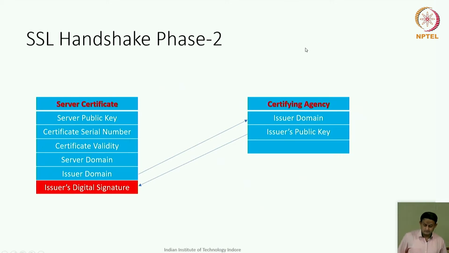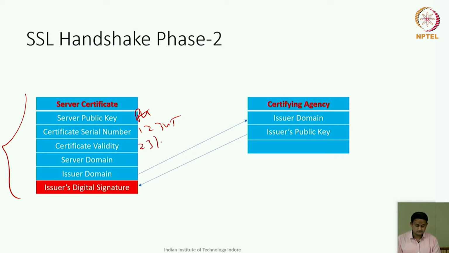So the server supplied certificate itself looks something like that. It has got these many components. It has got the public key of the server. This is our PU, and then it has got a serial number. So let's say 1, 2, 3, 4, 5 is the serial number. This is the serial number given by the certifying agency. And then the validity, I say 23rd 12 2021, the date. Till then this certificate is valid.